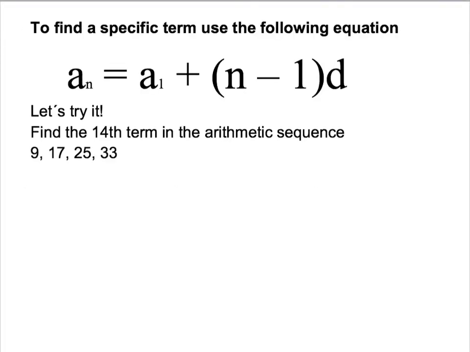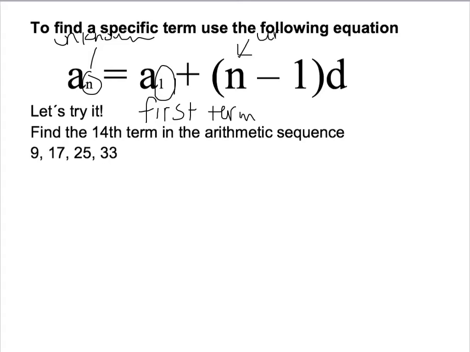To find a specific term, we're going to use the following equation. a sub n, where n is our unknown term. a sub 1 is the first term. And again, here we see n, which is our unknown, minus 1 times d. d is the difference between the terms, and it must be constant.